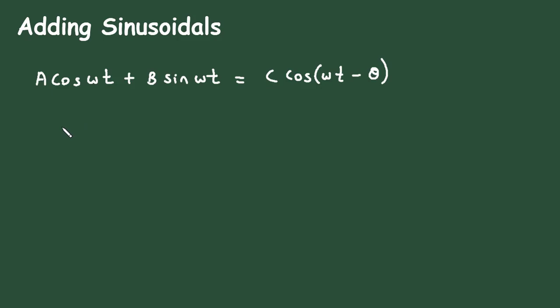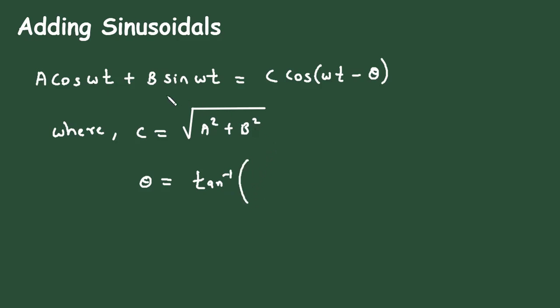Now here we can write, where C is equal to under root of A square plus B square, and this theta is equal to tan inverse of B by A. So this is how we can add sinusoids.